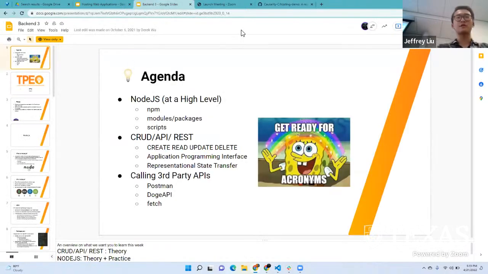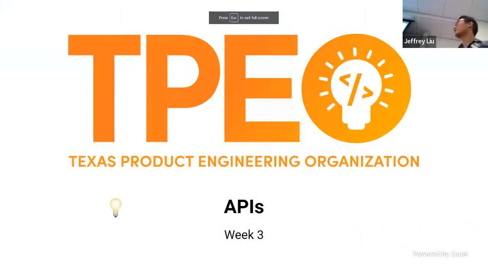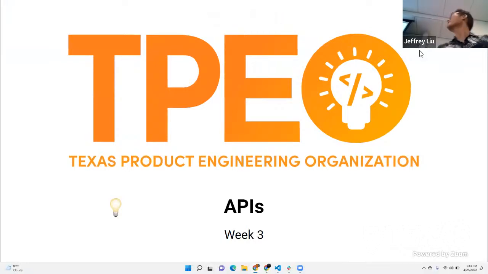But I guess we can start the lecture right now. We will talk about backend and API. So first question is, who here knows what an API is? Sure, give it a shot. It stands for application programmable interface. So it's basically two applications that can communicate and share data. Yeah, exactly.